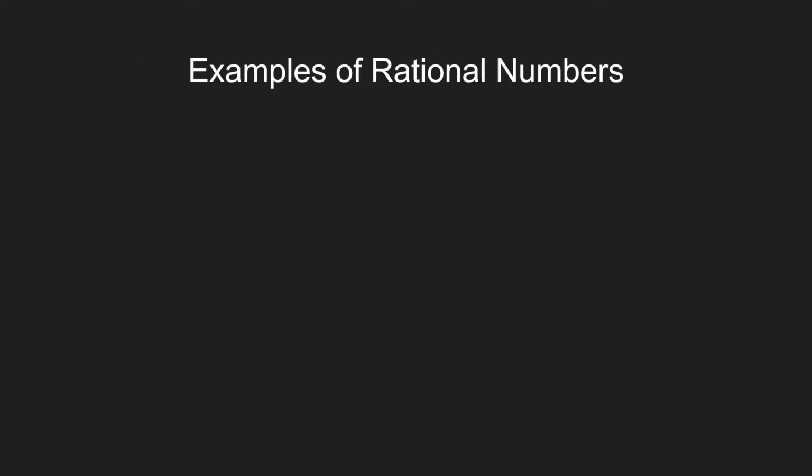On this slide, I will give some examples of rational numbers. This first example is 1 over 3. Both the numerator and the denominator are integers, and the denominator is not 0, so 1 over 3 is in fact a rational number. This next example is negative 7 over 2. Like integers, rational numbers can also be negative.